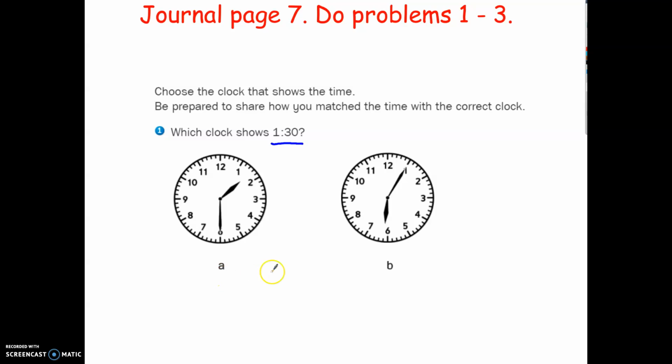We've got clock A and clock B. It looks like on both, there's a hand pointing towards the 6 and a hand pointing near the 1. Well, what I know about clocks, remember, is that there are 2 hands we're going to be talking about: the hour hand and the minute hand. The hour hand is the short hand. The minute hand is the long hand.